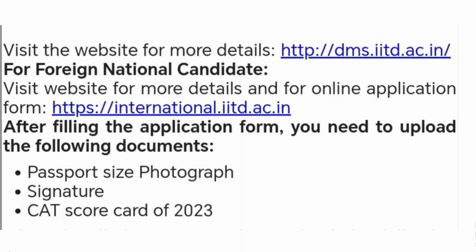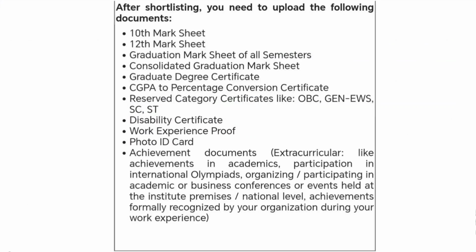And after shortlisting you need to upload various documents like 10th mark sheet, 12th mark sheet, graduation mark sheet of all semesters, consolidated graduation mark sheet, graduate degree certificate, CGPA to percentage conversion certificate, reserved category certificate, then disability certificate, work experience proof, photo ID proof and achievement documents.